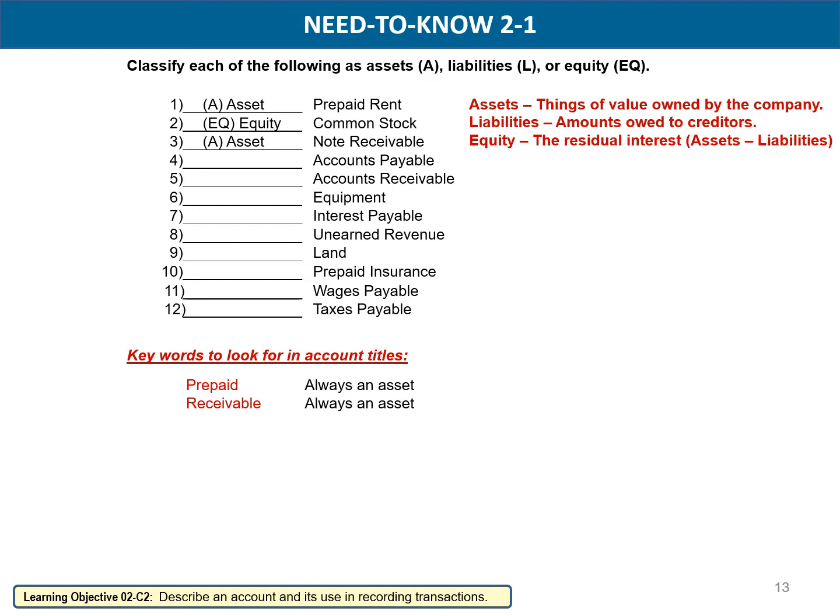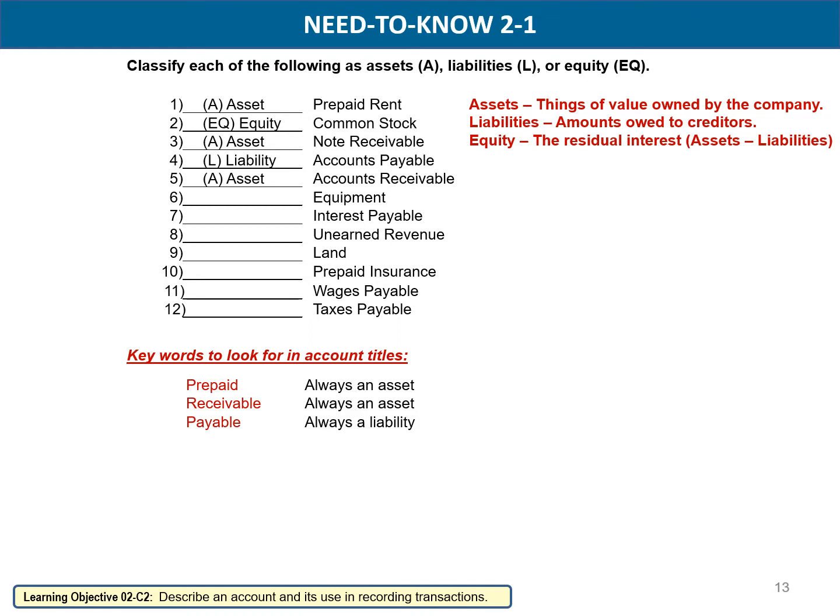What about number 4, accounts payable? Another keyword, payable. Anytime you see payable, always a liability. So number 4 is a liability. What about number 5, accounts receivable? So it has one of those key words, right? So it's an asset. And then what about equipment?